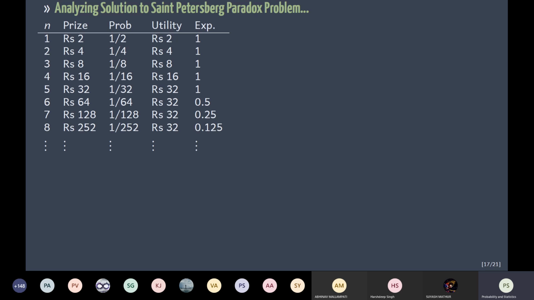So analyzing, one more possibility could have been this: we don't increase the utility beyond certain points. So we put a cap at, let us say, 32 rupees. Once it hits 32 rupees, regardless of the game you keep playing, each time I'm only giving you 32 rupees. I'm not giving you more than 32 rupees. I'm not increasing the utility.